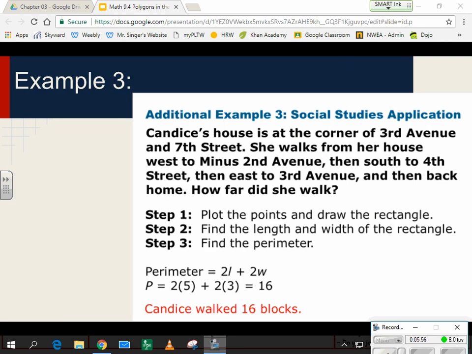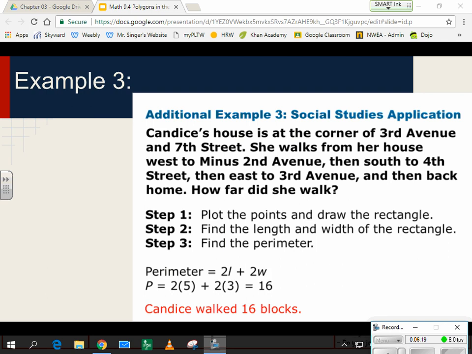And let's look at a word problem here. It says Candace's house is at the corner of 3rd Avenue and 7th Street. She walks from her house west to minus 2nd Avenue, then south to 4th Street, then east to 3rd Avenue, and then back home. How far did she walk? So you have to be able to create your perimeter.